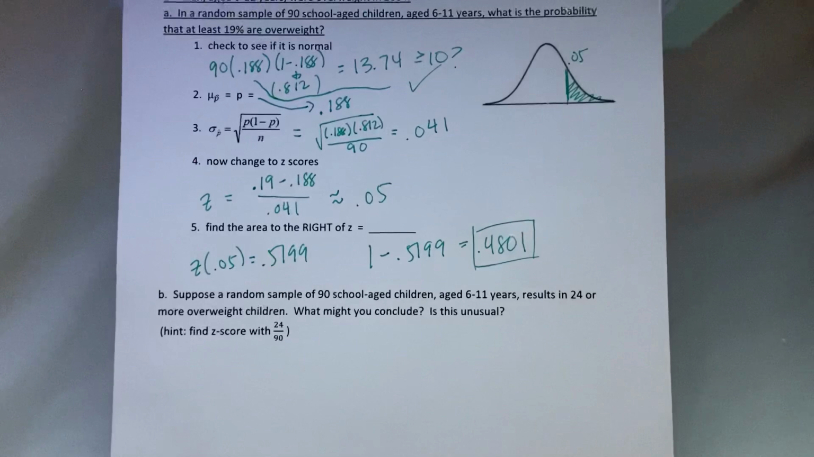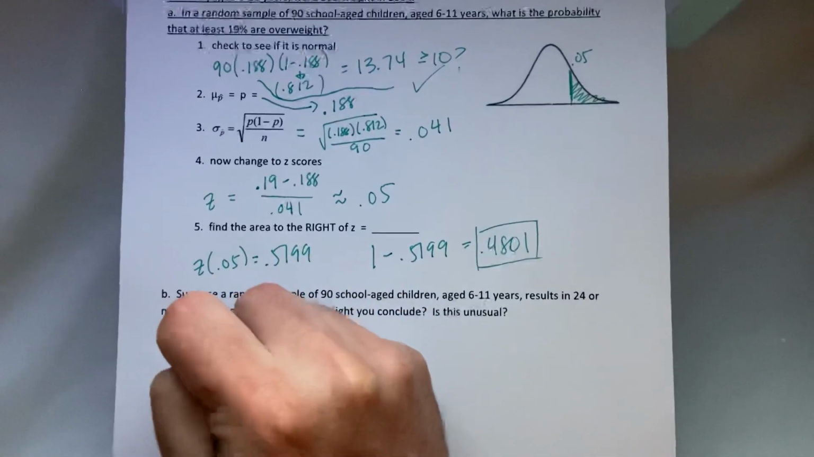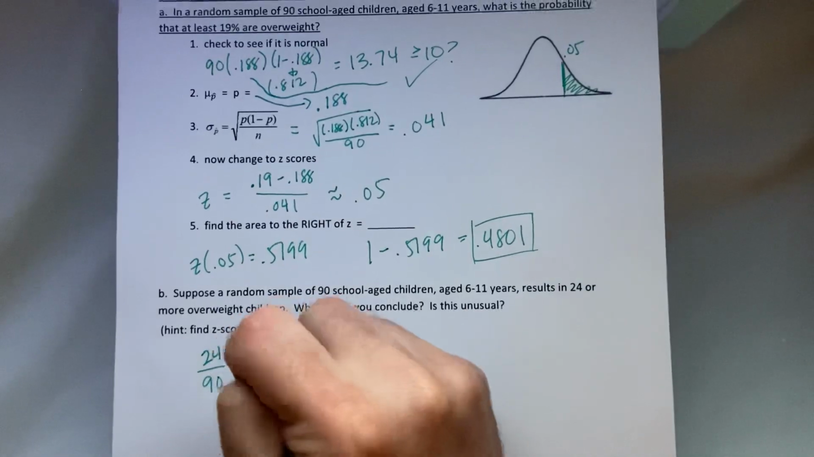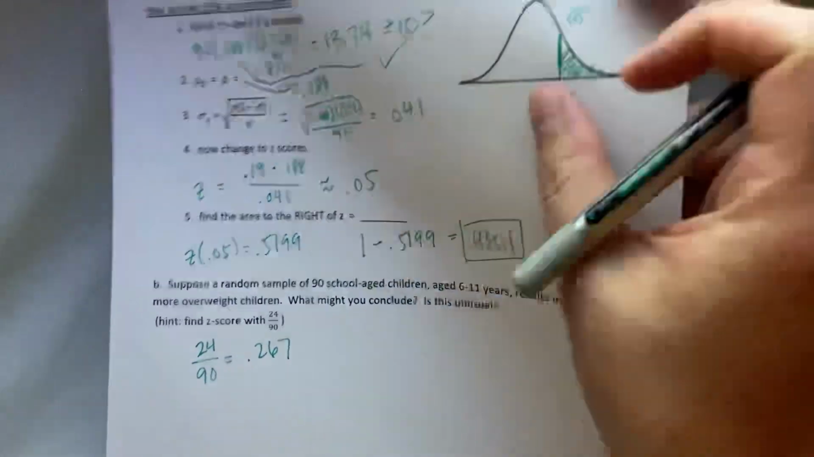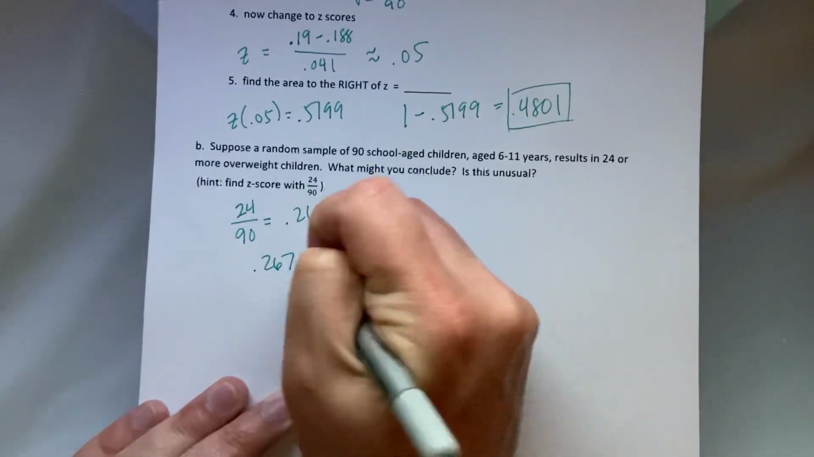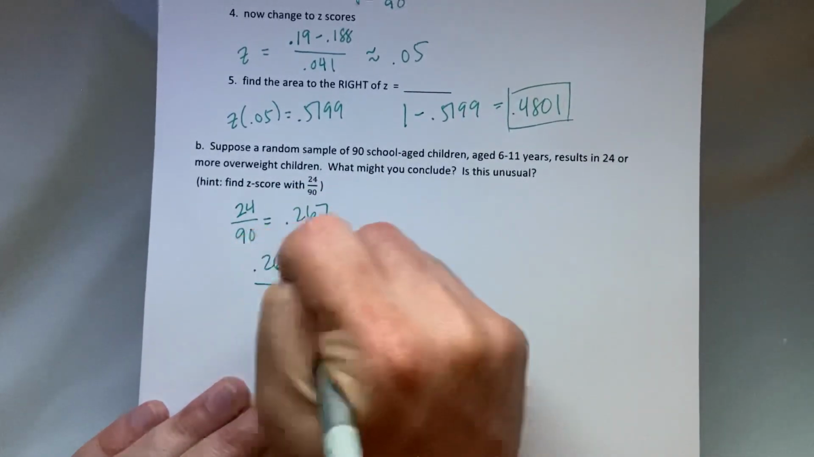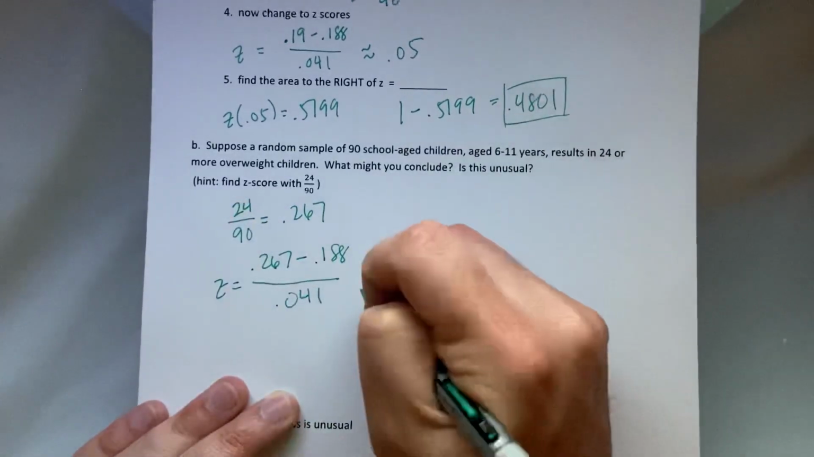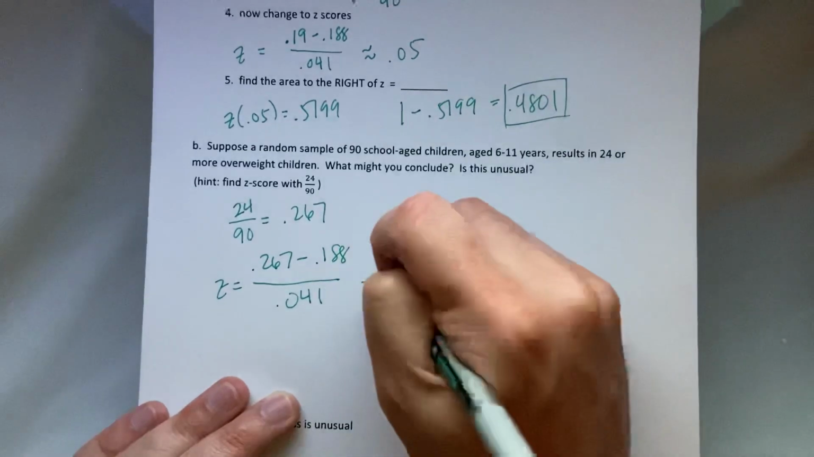Now, suppose a random sample of 90 school-aged children aged 6 to 11 years results in 24 or more overweight children. What might you conclude? Well, we need a population proportion, so I need to take my 24 over 90, and that gives me 0.267. Now, what's the z-score here? 0.267 minus 0.188, so it's the same one from our sample above, which is, if you divide it, 1.93.